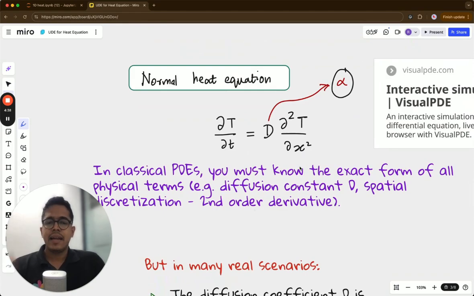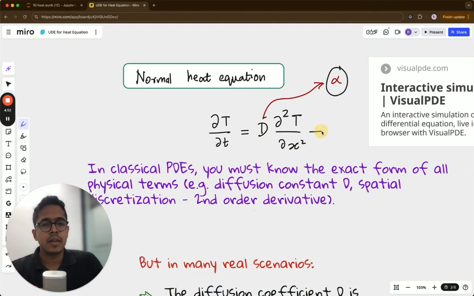So in classical partial differential equations, we know the exact physical form, right? We know what the value of this diffusion coefficient is, whether it's a constant or whether it changes with respect to space, whether there is a heat generation term, which means there will be an additional generation term here, whose form may be known. So this is how it will look if we know how this phenomenon is represented mathematically.